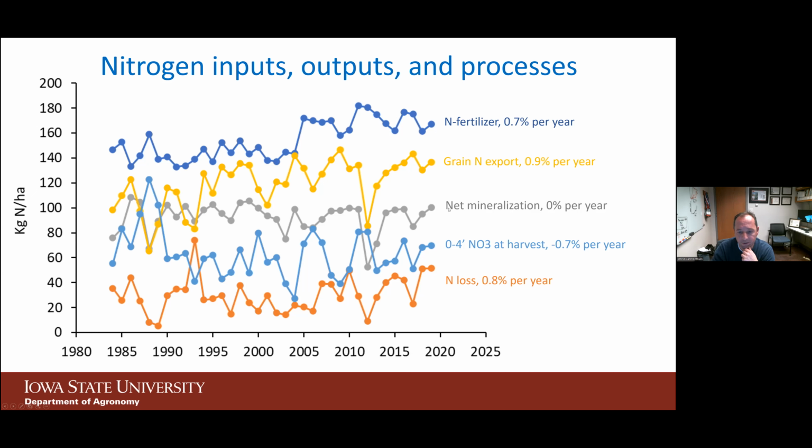Nitrogen mineralization has not changed over the last 36 years. However, the residual nitrate, what is left over at harvest, has gone down by 0.7% per year. And the nitrogen loss has increased by about 0.8% per year. You see, I use relative terms, so we have a fair comparison among water processes, yields, and nitrogen processes. The numbers may look small here, like 0.7 per year, but if you refer this to a decade, this is 7. You multiply everything.